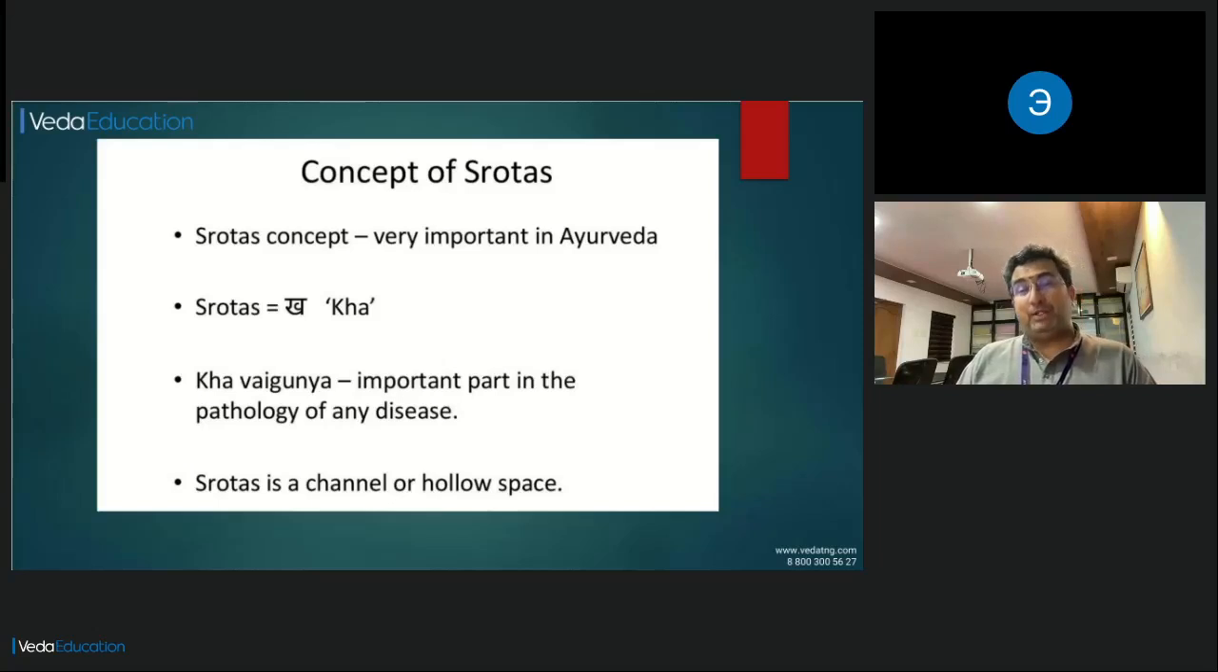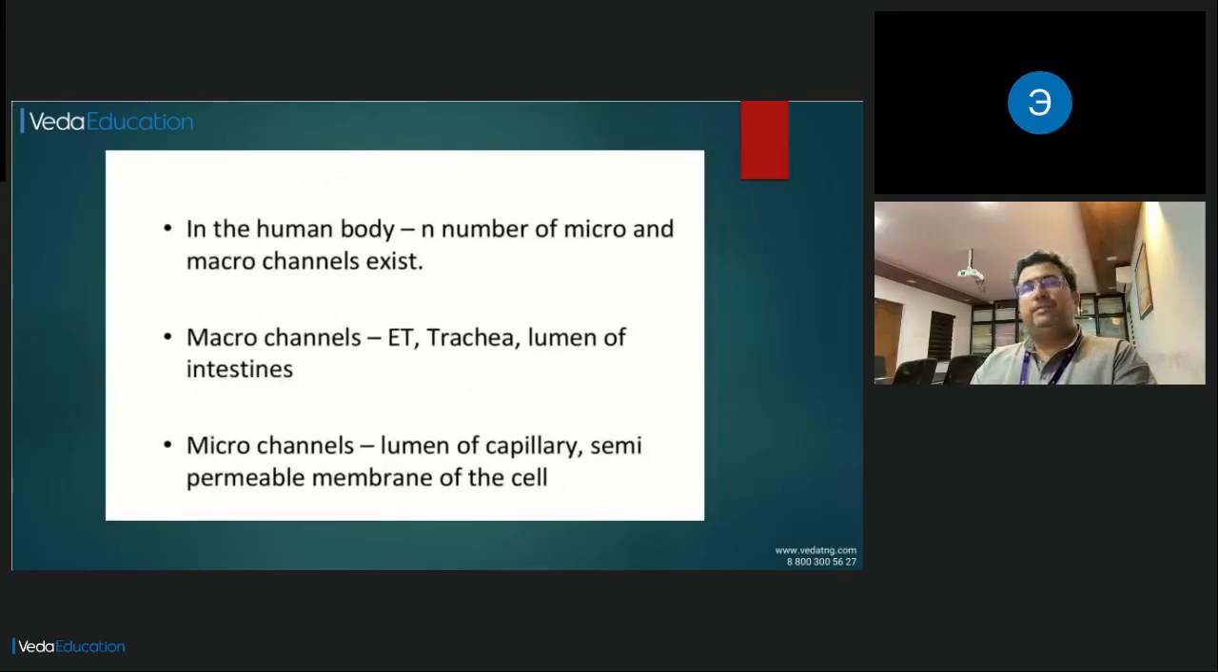While explaining the reasons for different pathologies, they use the word Kavaigunya, where Ka represents the Srotas. Here, Ka represents the channel or the hollow space. So, when we consider our body in totality, we have so many micro Srotases, and also macro Srotases. For example, from mouth to rectum, there is a big pipe called the alimentary tract, which is one of the big Srotas. When we inhale oxygen, it goes to a big tube called the trachea, which is connected to the lung. Again, another big Srotas.